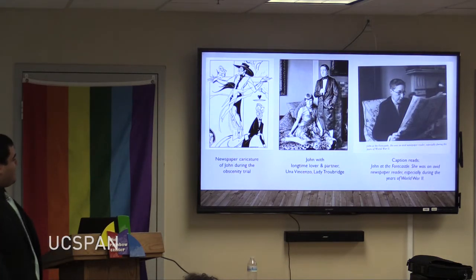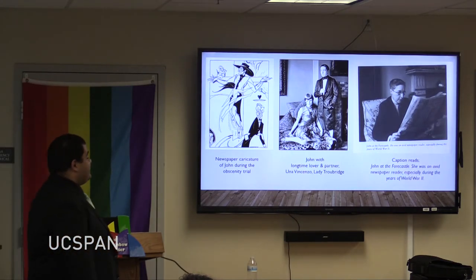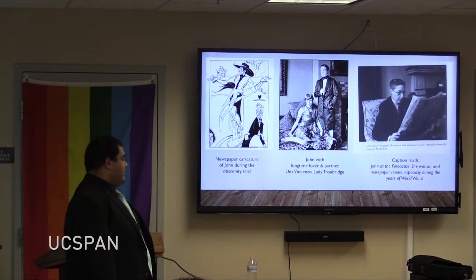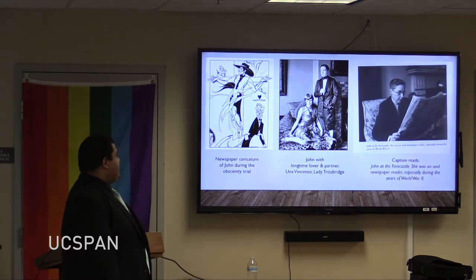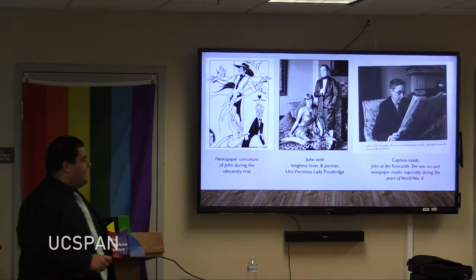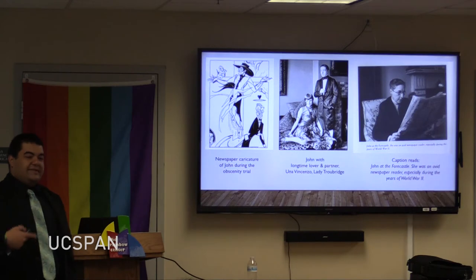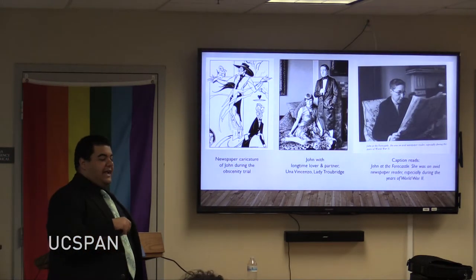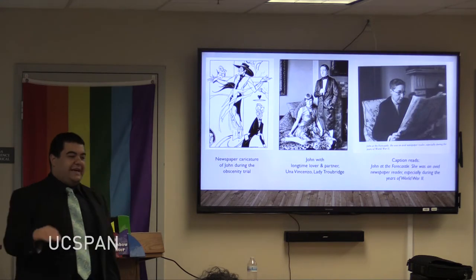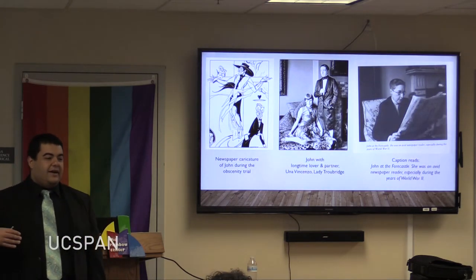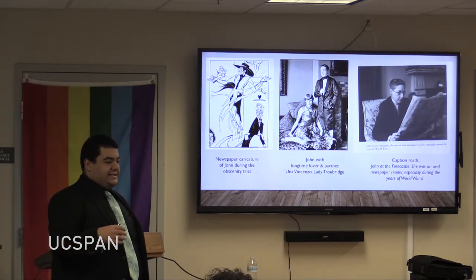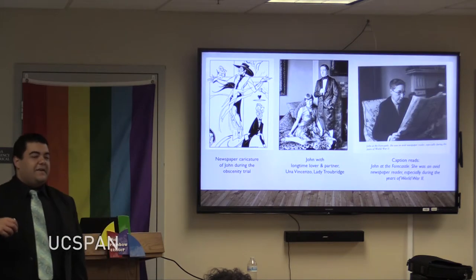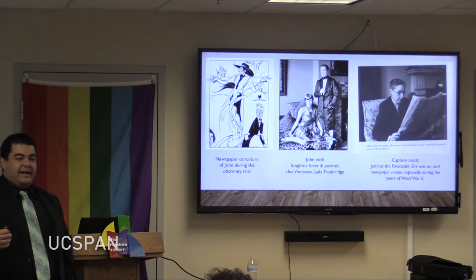And the third one is from a book. The caption reads, John in Forecastle. She was an avid newspaper reader, especially during the years of World War II. The reason why I'd like to combine these images with the section from The Well of Loneliness is because you can almost see it as semi-autobiographical. Stephen Gordon is described as very slim, very tall, very masculine, broad-shouldered, narrow-hipped.